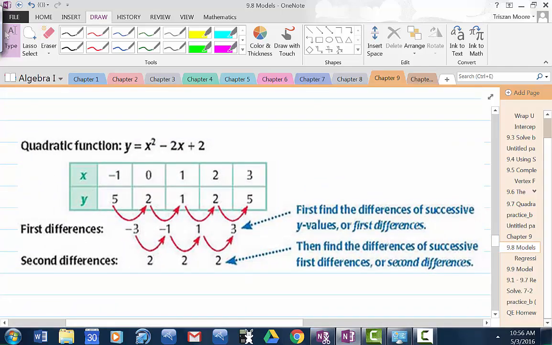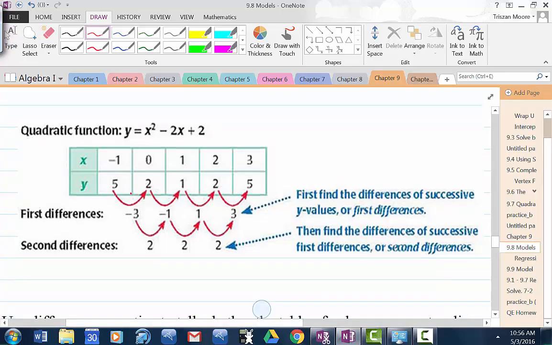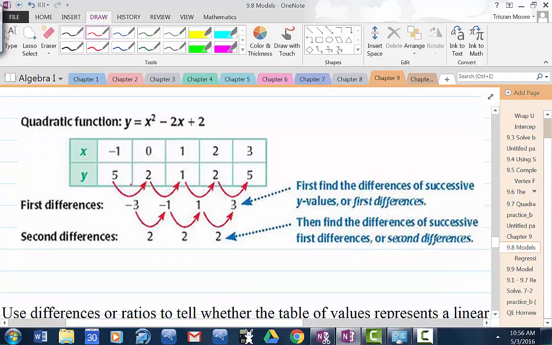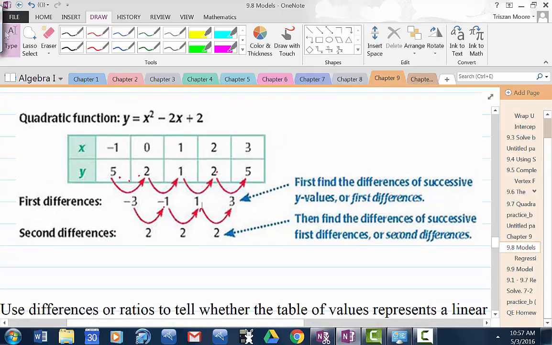Quadratic functions, you might have to do it twice. For a given quadratic function, keep in mind the first time you try to find the difference between the values, say between 5 and 2, you get negative 3. 2 minus 5, negative 3. 1 minus 2, negative 1. 2 minus 1, 1. 5 minus 2, 3. Notice it's all different. However, if you take the second difference, the difference between negative 3 and negative 1 is 2. Negative 1 and 1, 2. 1 and 3, 2. So ultimately, you would have to find the first and second difference to actually see.